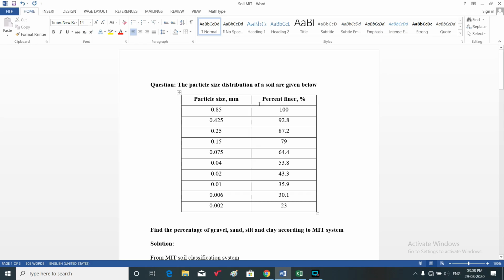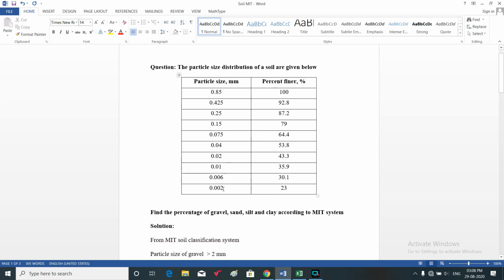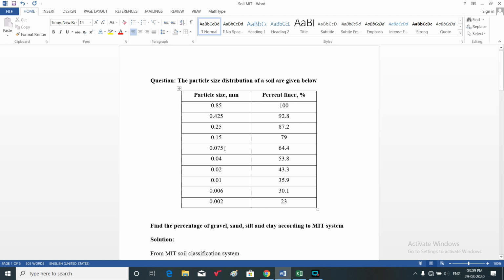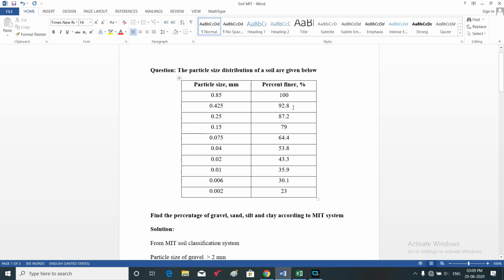In this lesson we are going to learn how to find the percentage of gravel, sand, silt and clay according to the MIT system. So the question we have been given is: the particle size distribution of a soil is given below. The particle size has been given, and the percent finer than the particle size is given in the other column.